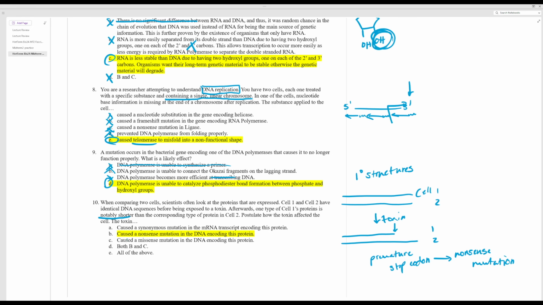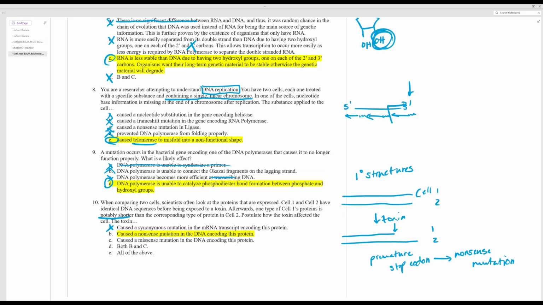Okay, A, cause a synonymous mutation in the mRNA transcript encoding this protein. Nope, not a synonymous mutation. And also, if it just occurred in the mRNA transcript, well, then you'd have maybe a few of this type of protein for cell 1 being notably shorter, but we can just make more transcripts, right? RNA polymerase, there's multiple of them occurring in the cell. They can constantly be making more. And so if you have a mistake in one transcript, it's not the biggest deal in the world.